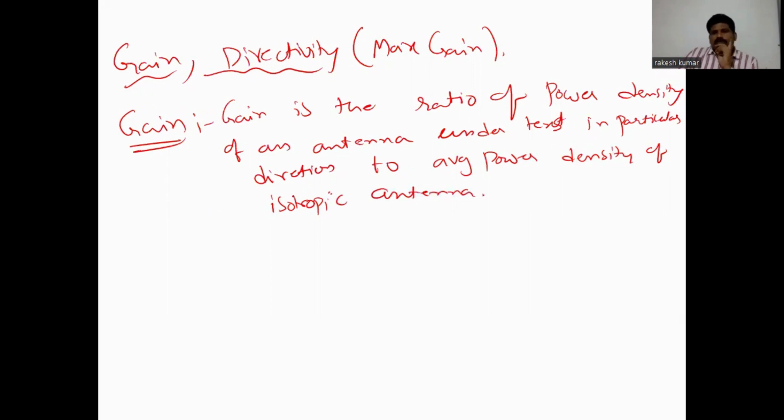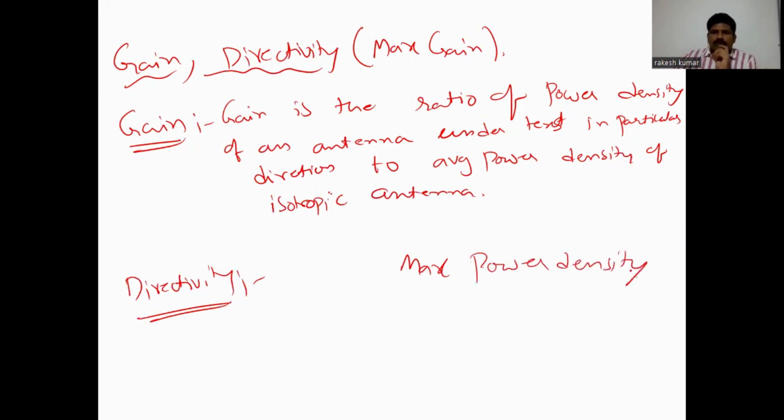Gain is the ratio of power density of an antenna test in a particular direction to the average power density of an isotropic antenna. What is the definition of directivity? The entire definition is the same, the only change is that you take the maximum power density. So the definition of directivity is the ratio of maximum power density of an antenna test in a particular direction to the average power density of an isotropic antenna.